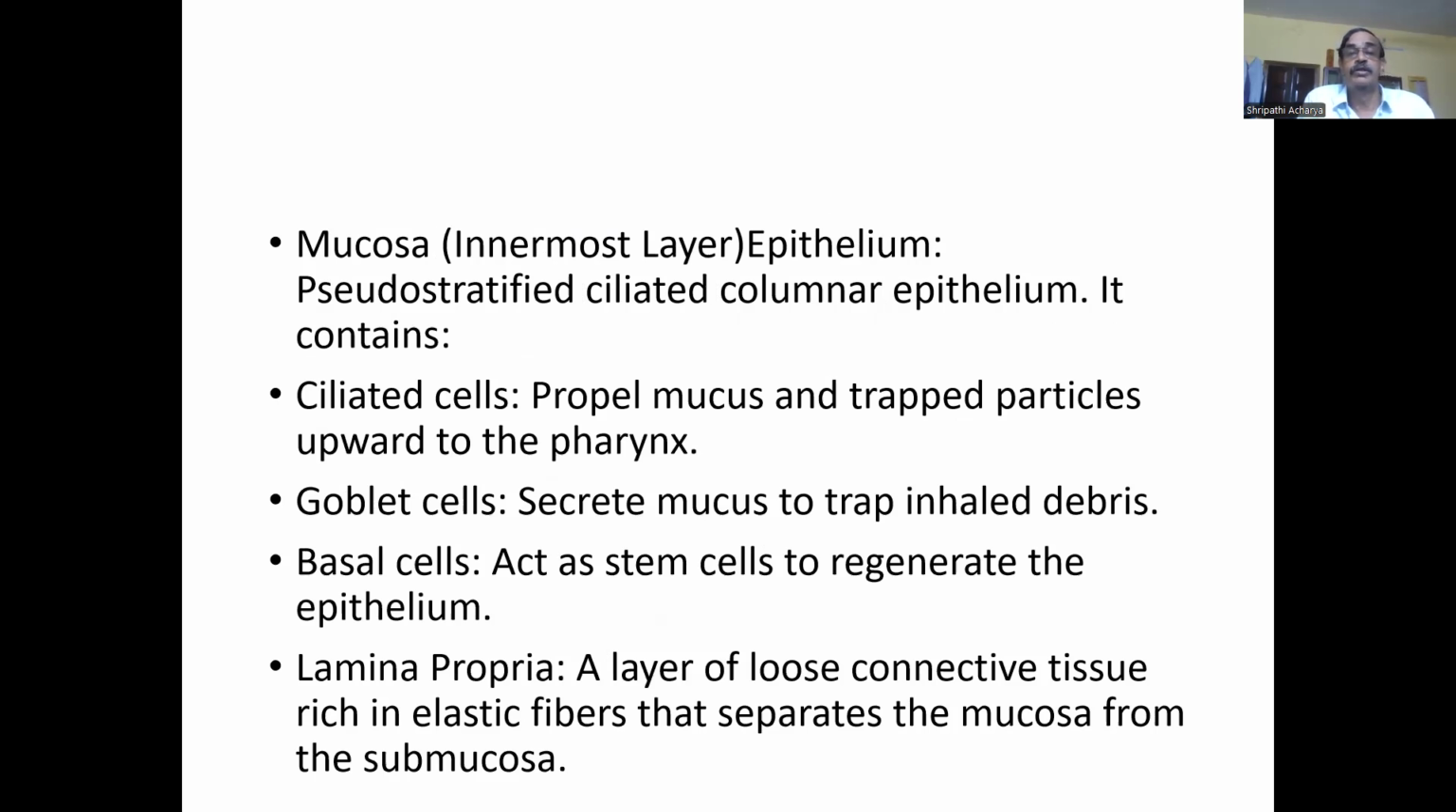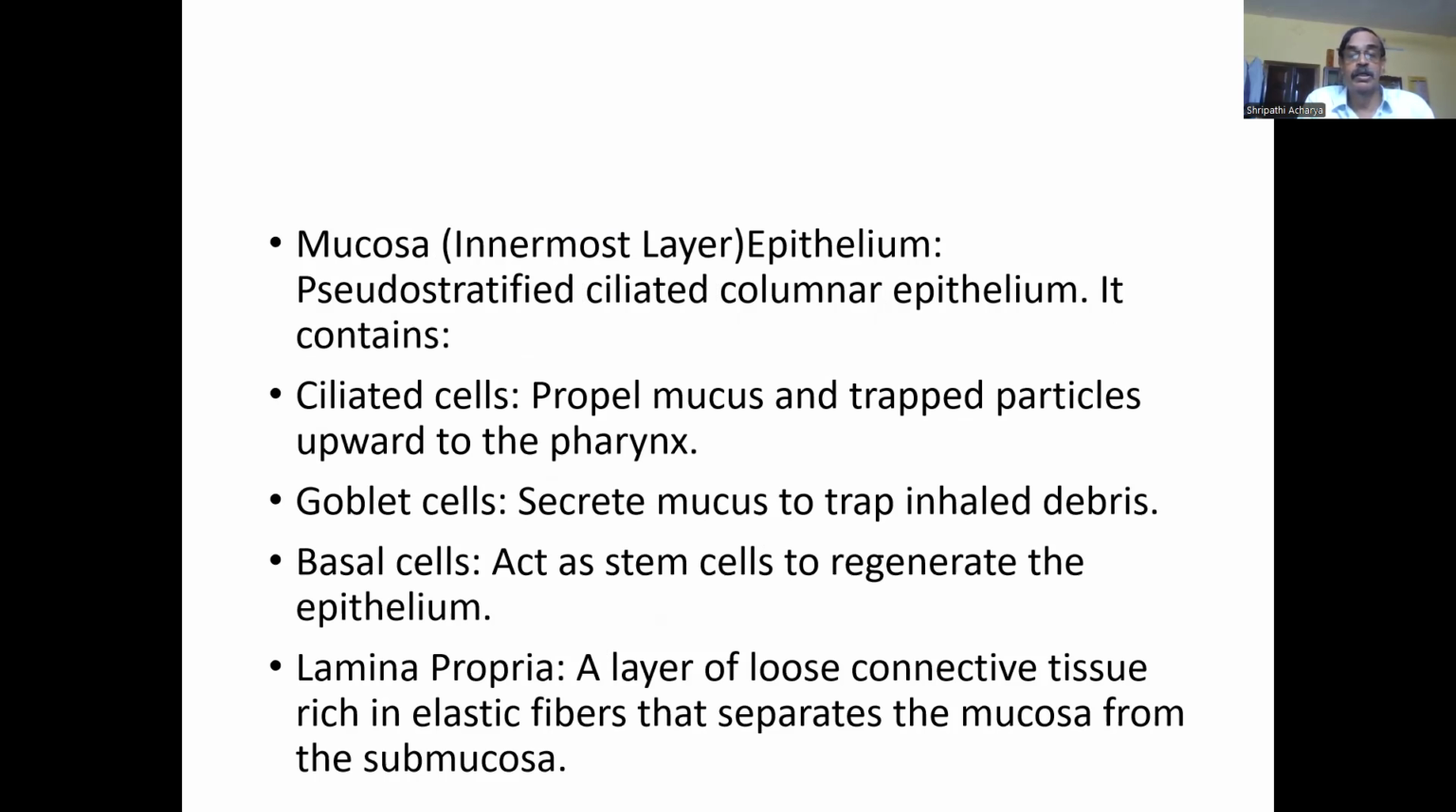Mucosa, innermost layer. Epithelium, pseudostratified ciliated columnar epithelium. It contains ciliated cells, which propel mucus and trapped particles upward to the pharynx. Goblet cells secrete mucus to trap inhaled debris. Basal cells act as stem cells to regenerate the epithelium.